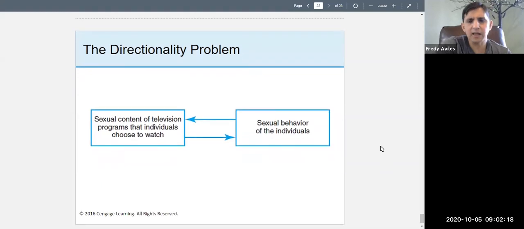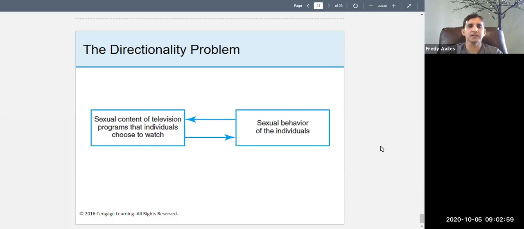The directionality problem is like this, okay? When you have two variables and they're related, it doesn't mean they necessarily cause each other. It doesn't mean that one necessarily influences the other. The source of influence could be in either direction. So for instance, here is an example for you guys. The sexual content of television programs that individuals choose to watch and sexual behavior of individuals is related. What that means is that when people watch television programs that have a lot of sex in them, they also tend to have higher incidence of sexual behavior.